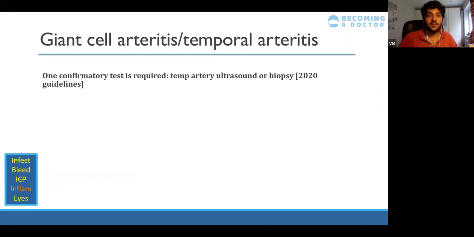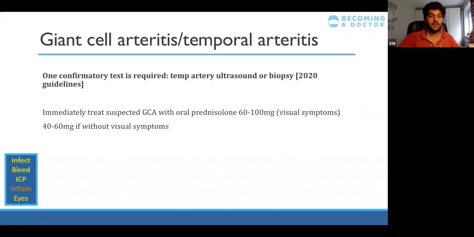The guidelines for temporal arteritis have very recently changed, just a couple of months ago. Before, they said the ultrasound or biopsy wasn't that necessary. Now they say, in order to confirm this diagnosis of GCA, you need to do either a temporal artery ultrasound or a temporal artery biopsy to look for skip lesions. This is the only way to confirm a diagnosis of giant cell arteritis.